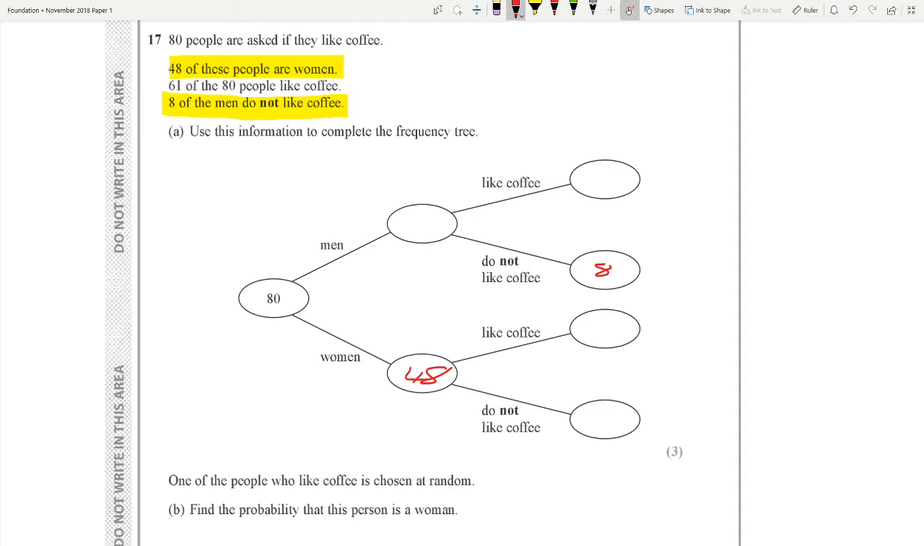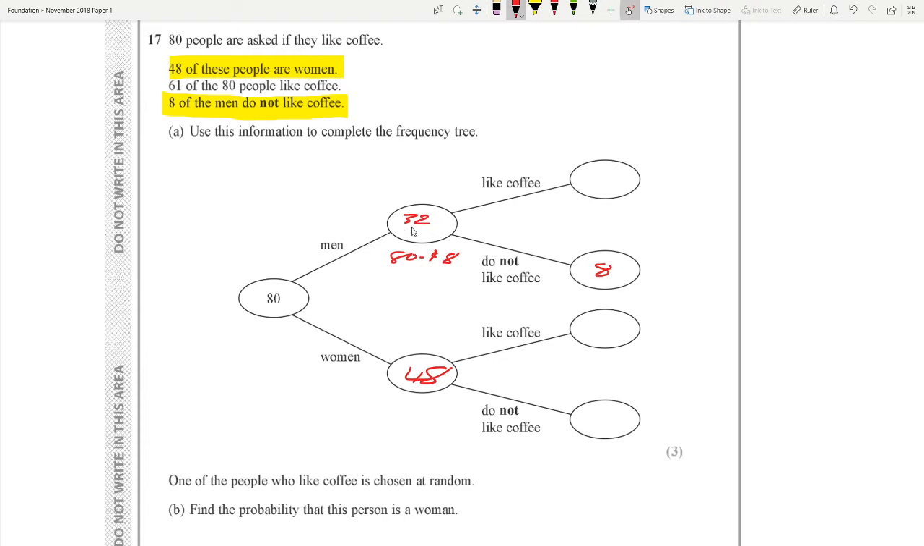Okay, let's get everybody back up. So, if we know that 48 of the people are women, how many will be male? Well, you just have to do 80 take away 48, which is 32. So we know that there's 32 men, because 80 take away 48 is 32.